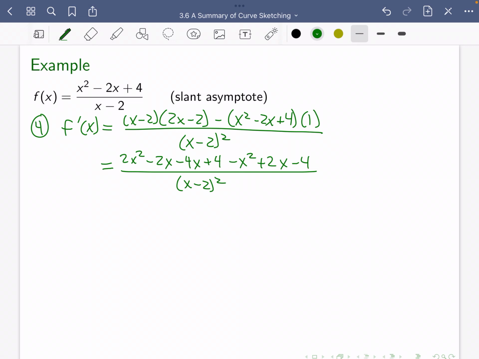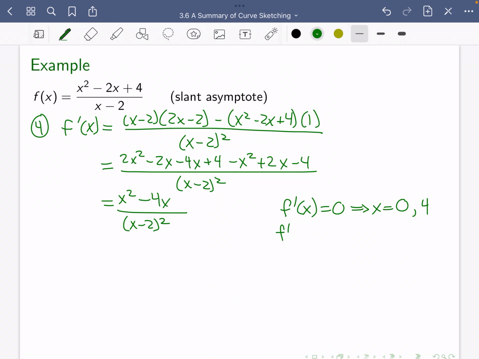And if we go through, then we will get x squared minus 4x. Right, so this negative 2x and that positive 2x will cancel, so we just have that minus 4x. The positive 4 and that negative 4 cancel. And so that's what we have left on top. And on bottom we have (x minus 2) squared. So we're finding these critical numbers. F prime of x is 0 would tell us that x is equal to either 0 or 4.